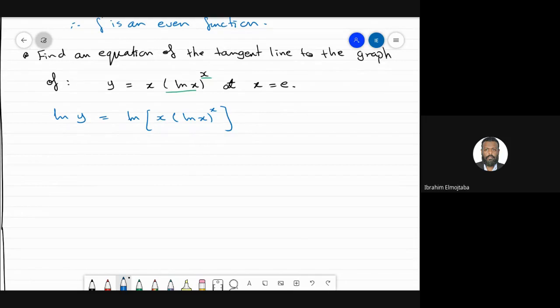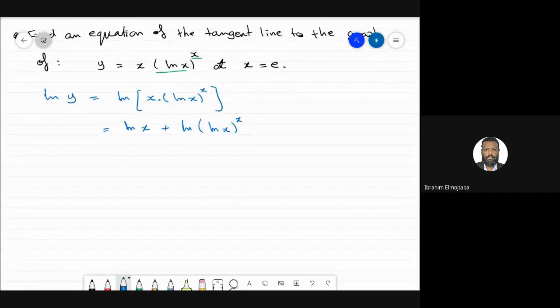Right. Now we can differentiate, but we have to be careful. Before differentiating, because there is a product here, the ln will be ln x plus ln of ln x to the power x. The ln can be distributed over multiplication and division, but not over addition and subtraction; multiplication turns into addition and division turns into subtraction. Now this power here can go down, and it becomes ln y equal ln x plus x ln x like that.